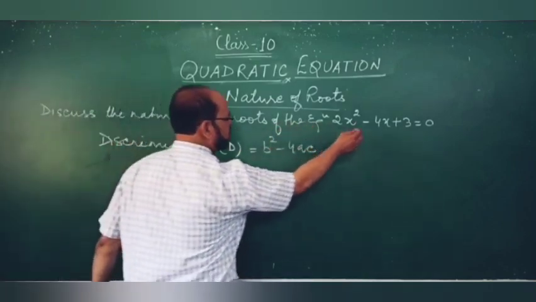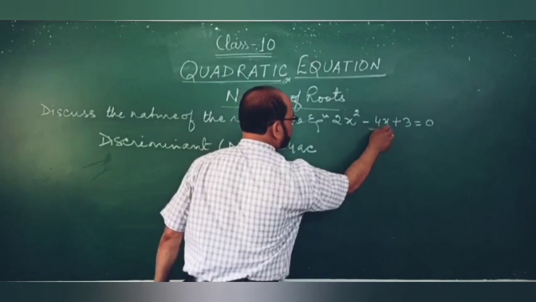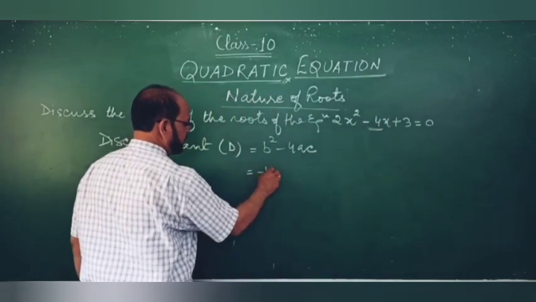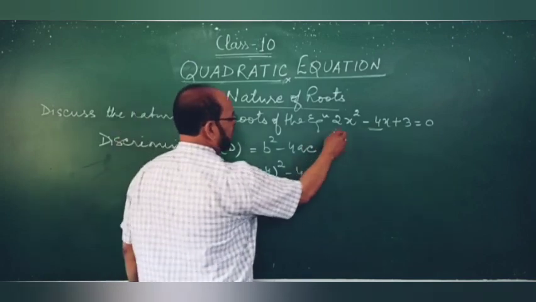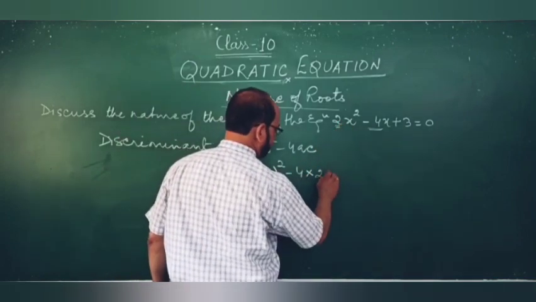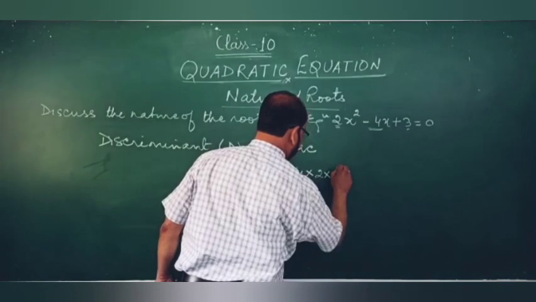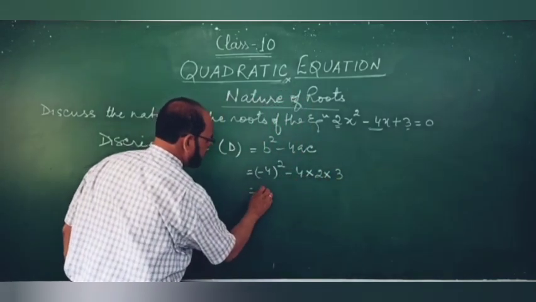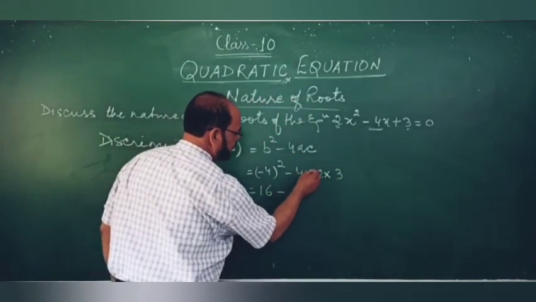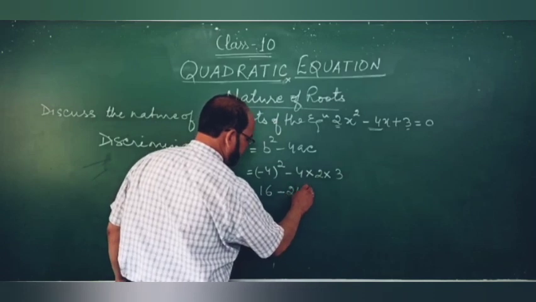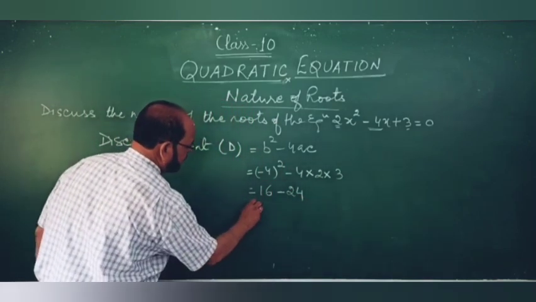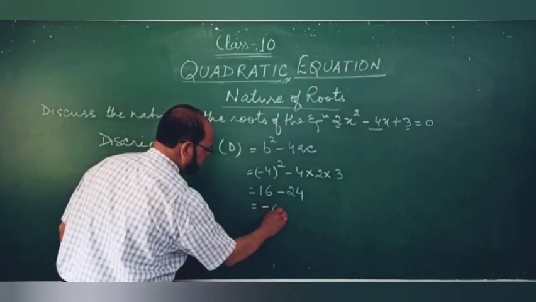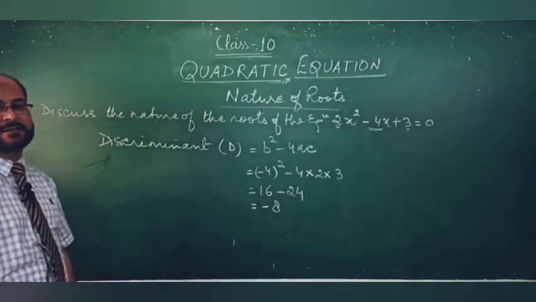From your question, what is the value of b? b is negative 4. So it will be negative 4 squared minus 4 into a, which is 2, and then you put the value of c, that is 3. Negative 4 squared gives you 16. And 4 times 2 is 8, 8 times 3 is 24, so negative 24. Negative 24 and positive 16, the answer will be negative 8.